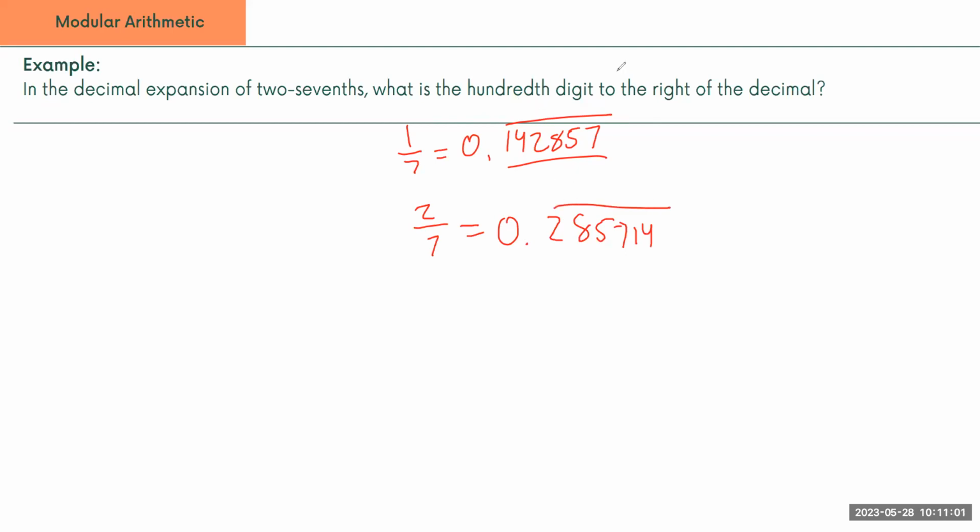Anyways, we want the hundredth digit, and we know this repeats every 6. So when we divide 100 by 6, we get a remainder. We know 96 is a multiple of 6, so we get a remainder of 4. Since the remainder is 4, we just count 1, 2, 3, 4, so our answer is going to be 7. In this case, we just found the remainder of 100 over 6 and took that as our answer.